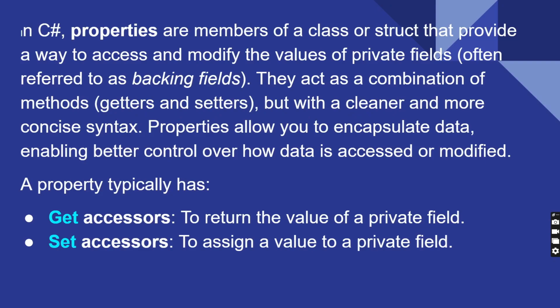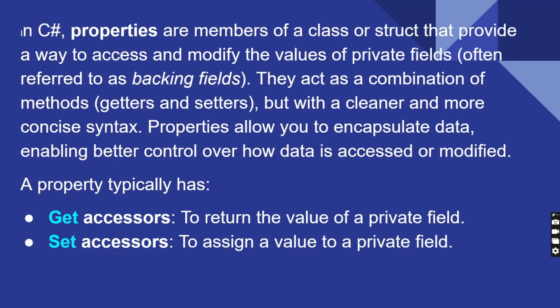In C Sharp, properties are members of a class or a struct that provide a way to access and modify the values of private fields, often referred to as backing fields. They act as a combination of methods, getters and setters, but with a cleaner and more concise syntax. Properties allow you to encapsulate data, enabling better control over how data is accessed or modified.